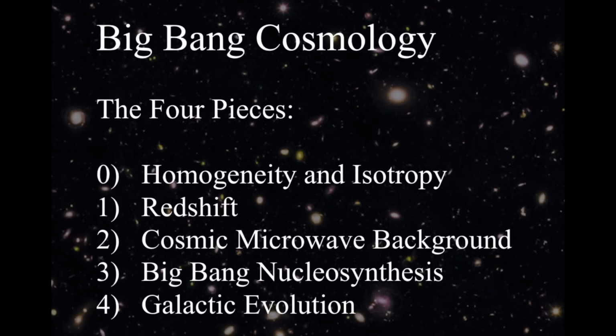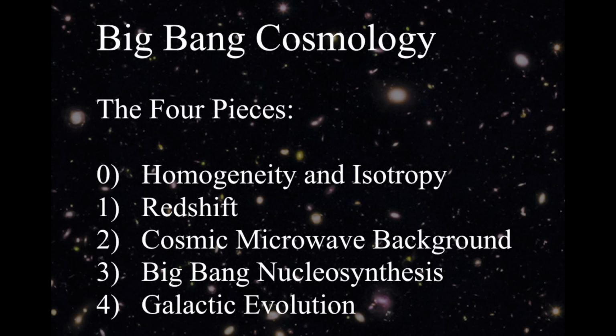Most of the things that we're going to be talking about are called Big Bang cosmology, because the Big Bang is the current paradigm for the way we think about how the universe is arranged and the origin of the universe. There are four big pieces associated with the Big Bang, and I'll start with number 0, which is an underlying assumption. The underlying assumption to everything is that the universe on the largest size scales is homogeneous and isotropic.